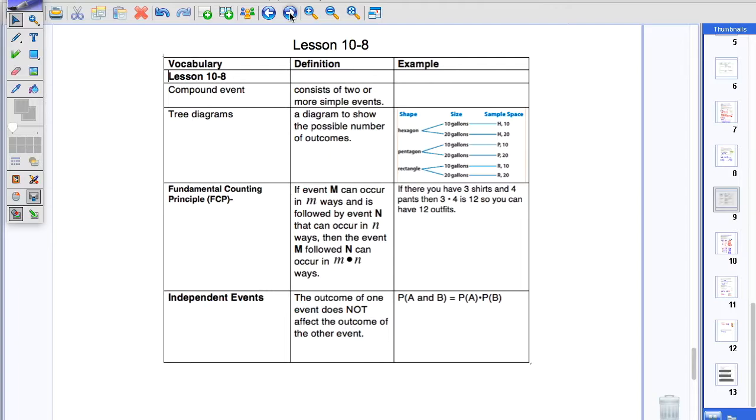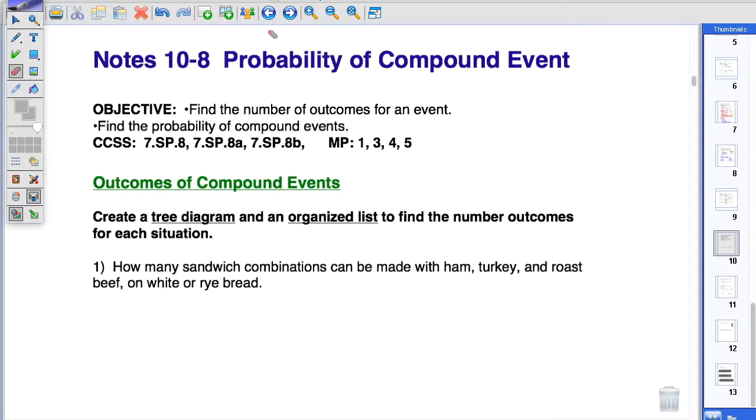Notes 10-8, probability of compound events. The objective is to find the number of outcomes for an event and find the probability of compound events. The Common Core state standards are listed in the mathematical practices. Outcomes of compound events. We're going to create a tree diagram and an organized list to find the number of outcomes for each situation.